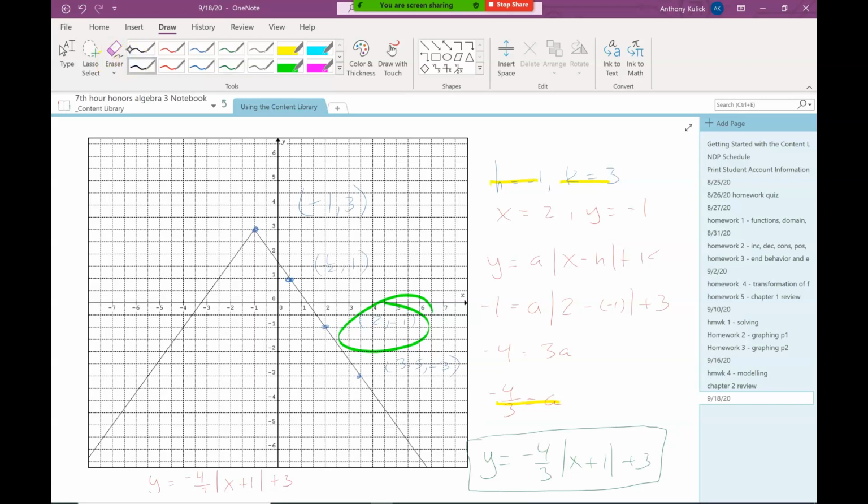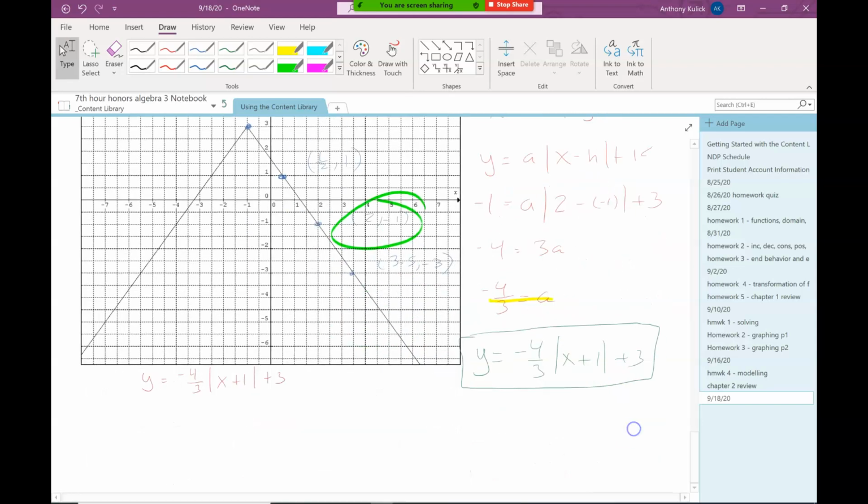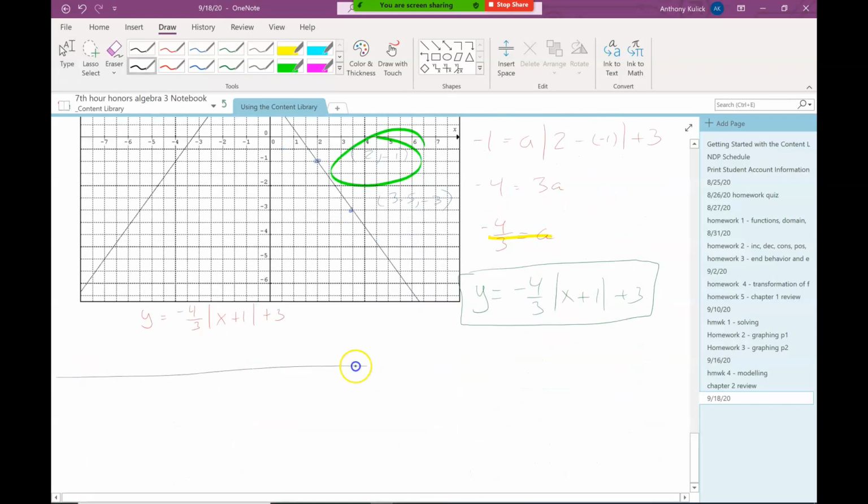How do you guys feel on that? Not bad, right? Okay. What if instead of giving you a whole graph to pick from, I just give you some specific information?